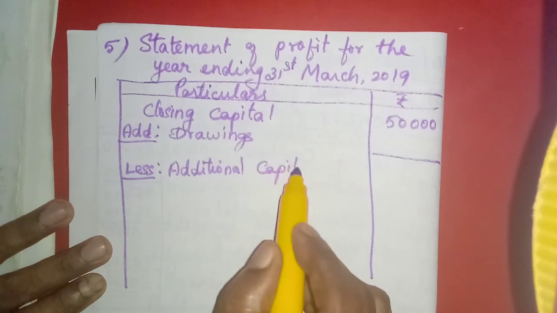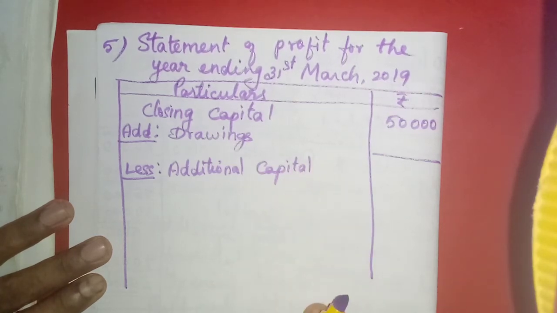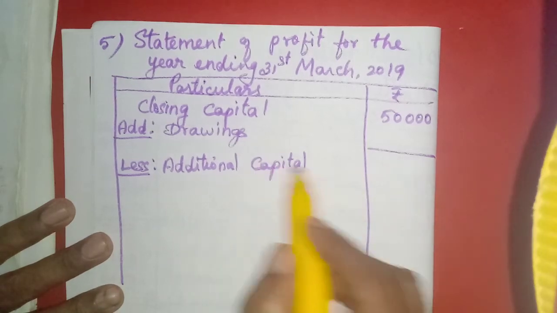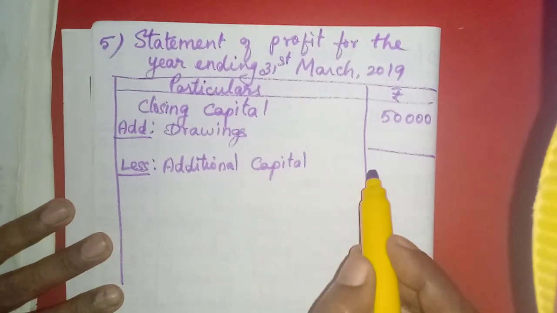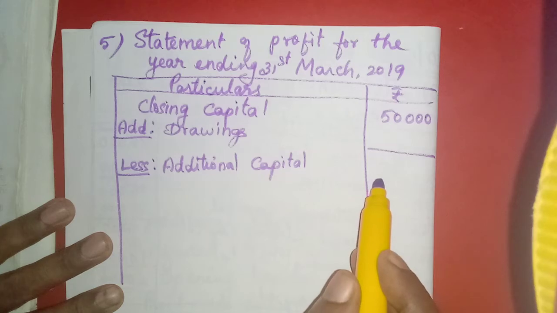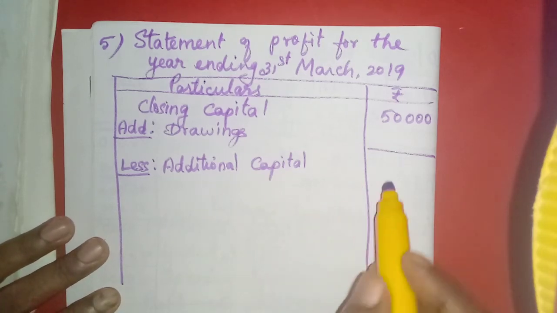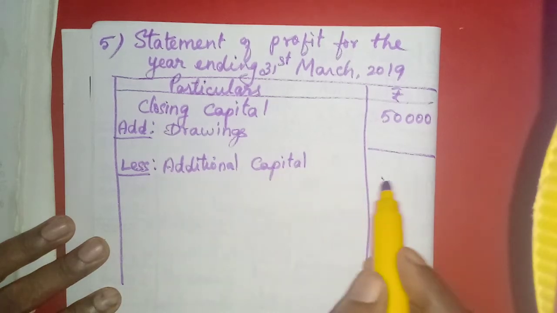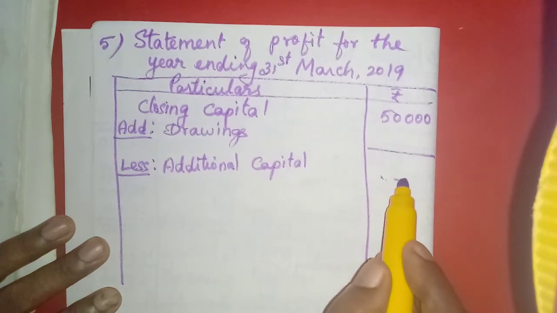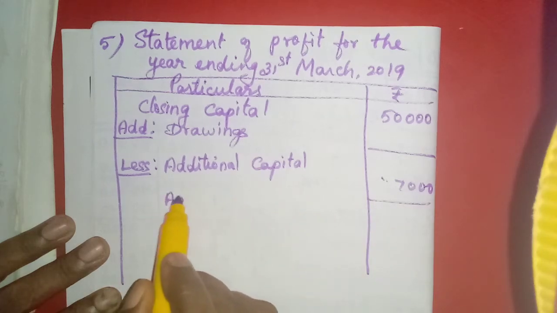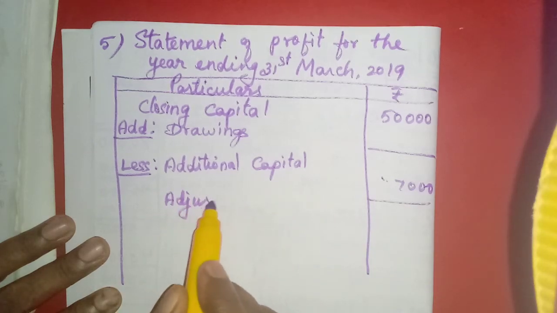Each exercise is different. One they are asking us to calculate profit, another one loss, another one drawings, in some problem closing capital. So how we have to do, you need to listen. Additional capital given, isn't it? 7,000. So it has gone there. Here we have to write 7,000. Then this is called adjusted closing capital.